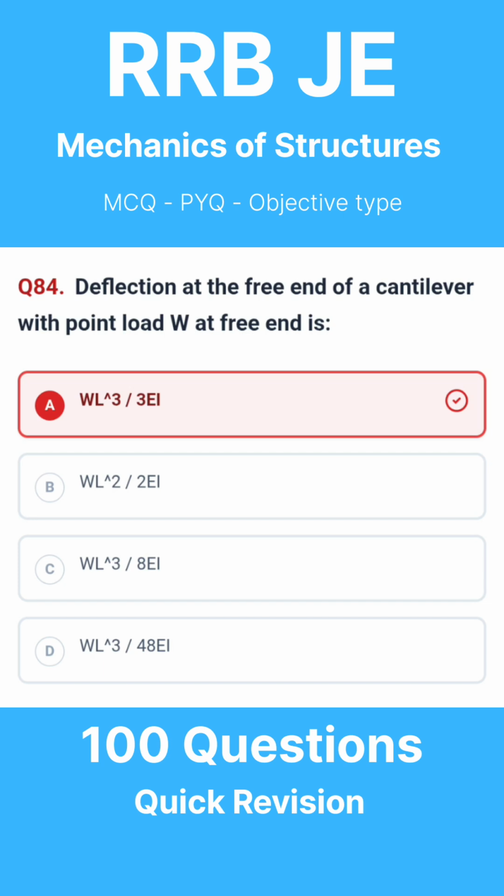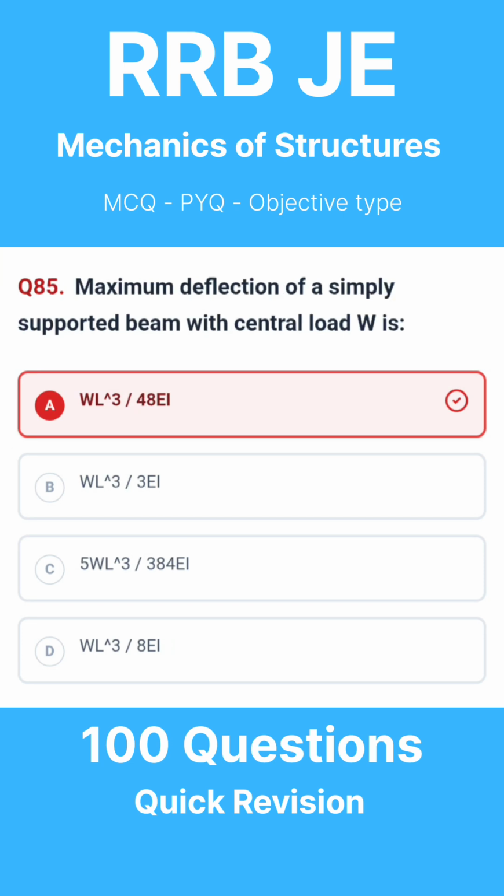Question 84. Deflection at the free end of a cantilever with point load W at the free end is: the correct answer is WL cubed divided by 3EI. Question 85. Maximum deflection of a simply supported beam with central load W is: the correct answer is WL cubed divided by 48 EI. Question 86. Maximum deflection of a simply supported beam with UDL W is: the correct answer is 5 WL to the power of 4 divided by 384 EI.